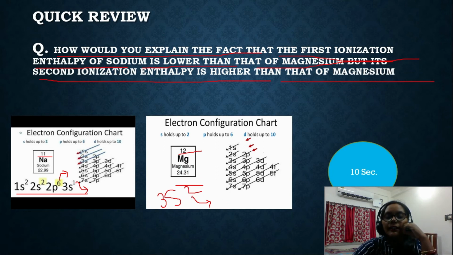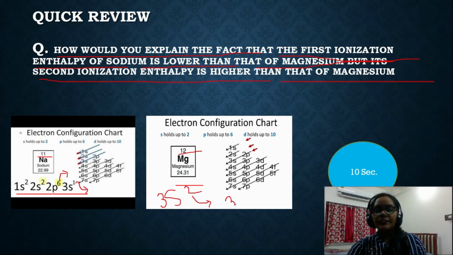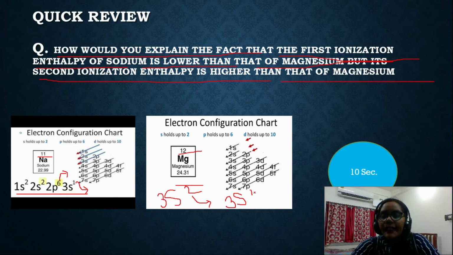After the removal of this, we have 3s1, right? Now again, for the second ionization energy, we want to remove this electron. It is very easy to remove this electron, because after removal of this electron, the magnesium will get the full filled shell. That is why the second ionization energy will be high for sodium and it will be low for magnesium.